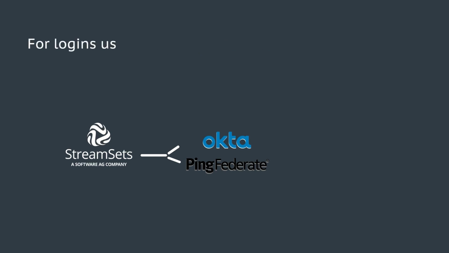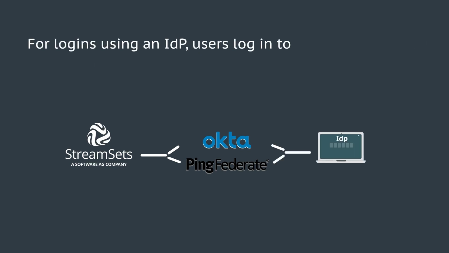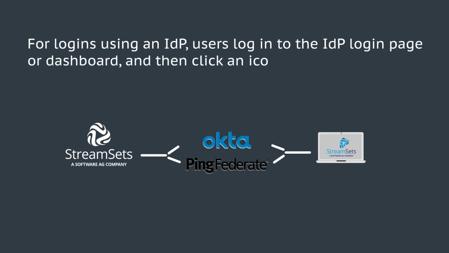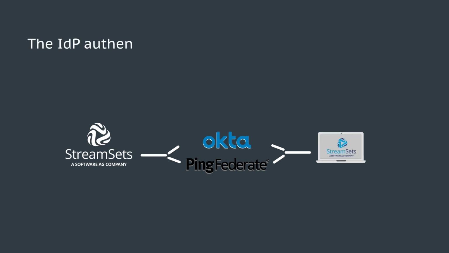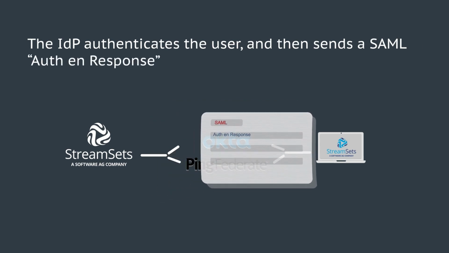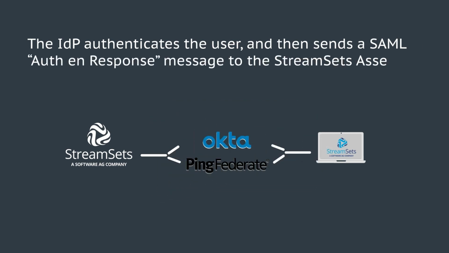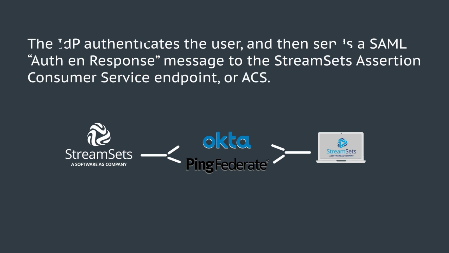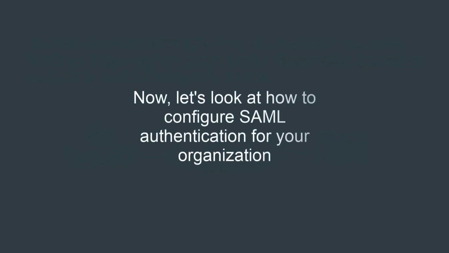For logins using an IDP, users log in to the IDP login page or dashboard and then click an icon to log in to StreamSets. The IDP authenticates the user and then sends a SAML auth and response message to the StreamSets Assertion Consumer Service Endpoint, or ACS. Now let's look at how to configure SAML authentication for your organization.